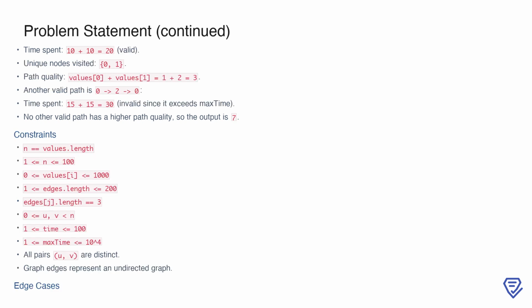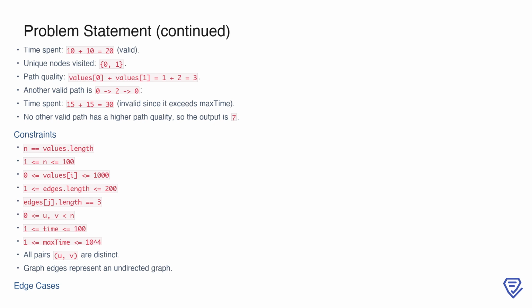In the third example, the graph is defined by values equals [1, 2, 3, 4], edges equals [[0, 1, 10], [1, 2, 10], [2, 3, 10], [0, 2, 15]], and maxTime equals 25. The output for this example is 7. The only valid path is 0-1-0. The total time spent on this path is 10 seconds for each edge traversed, adding up to 20 seconds, which is within the time limit.